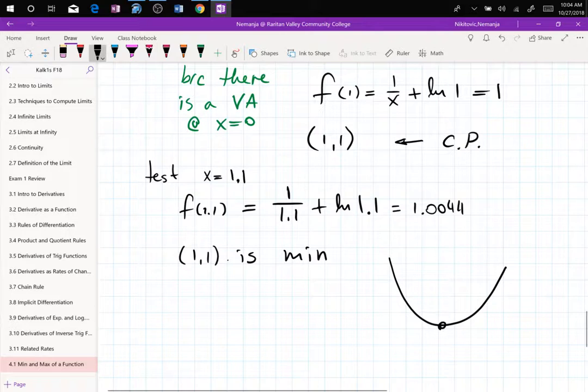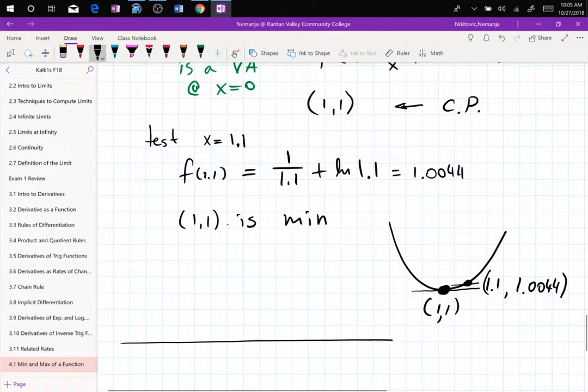For a minimum value, in order for this to be 1, 1 minimum value, slightly to the right at 1.1, we have 1.0044, which is taller in y than our original y that we were looking at. Do we all agree on that? That a value at 1.1 is taller? Does that make sense? Which makes this one a minimum. So that's the thought process of how you get it to be a minimum.